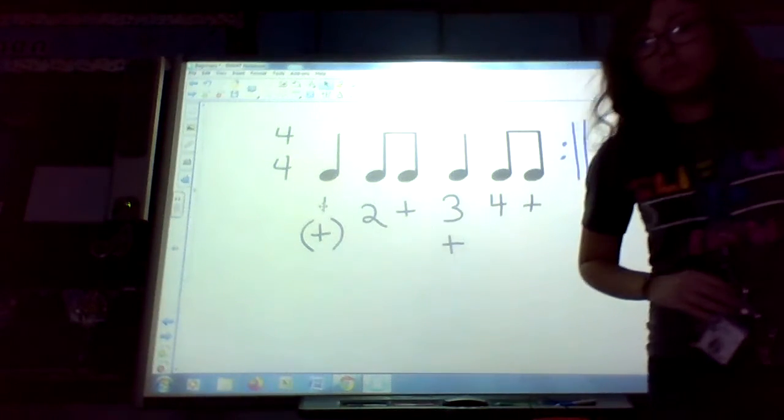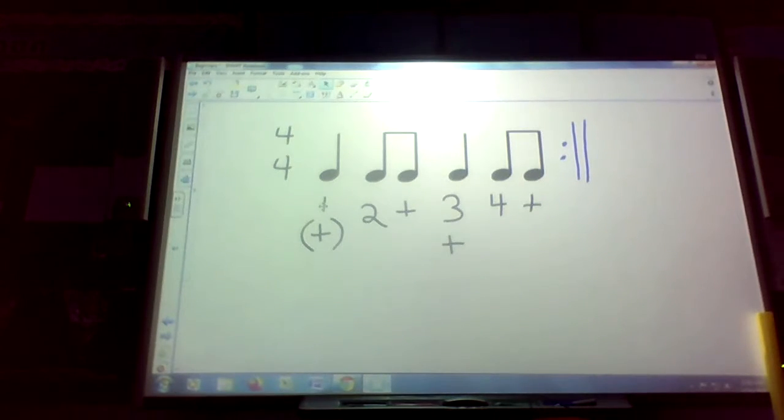Now I'm going to grab an instrument. I'm going to grab a violin. Again, it doesn't matter what instrument we are playing.